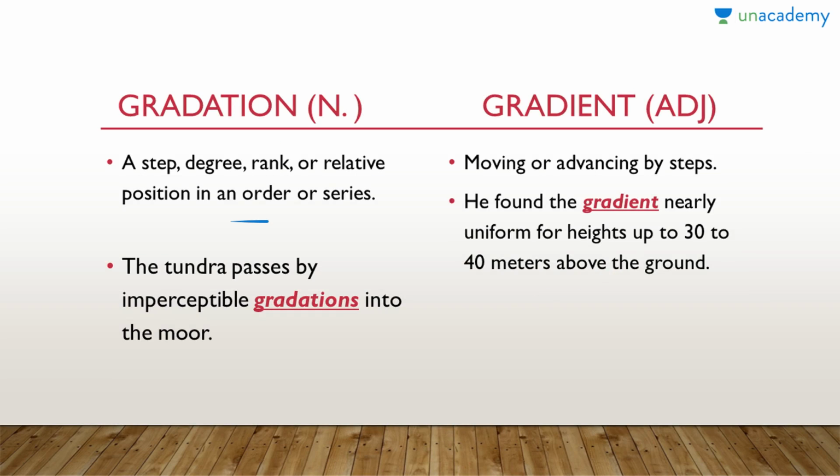Gradation is a noun, which means a step, degree, rank, or relative position in an order or series. So in a sentence it'll read, the tundra passes by imperceptible gradations into the moor. Gradient, adjective, which means moving or advancing by steps. In a sentence it'll read, he found the gradient nearly uniform for heights up to 30 to 40 meters above the ground.